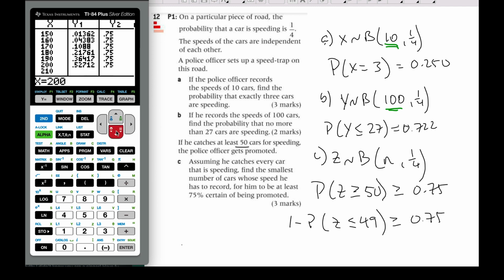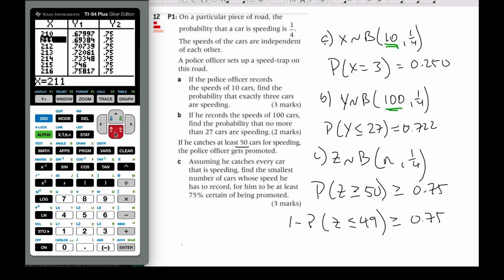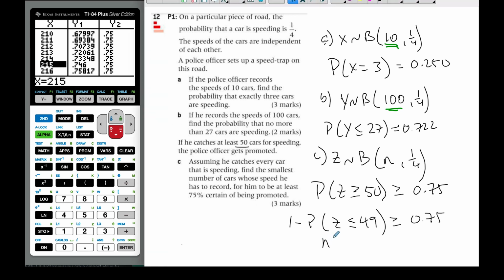And if I take a look what's going on here, I can see between 210 and 220 is where the 75 is. So if I start at 210, let's go back to my table set. Let's go to 210 and then go by ones. If I graph it to the table now, I can see at 215 is 0.746. At 216, it's over 75%. I want it to be over 75%. So that means n is equal to 216.